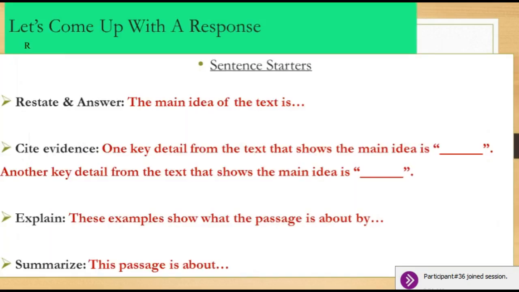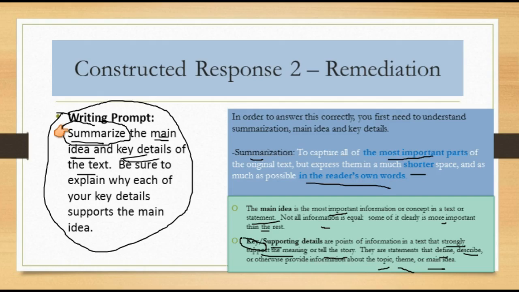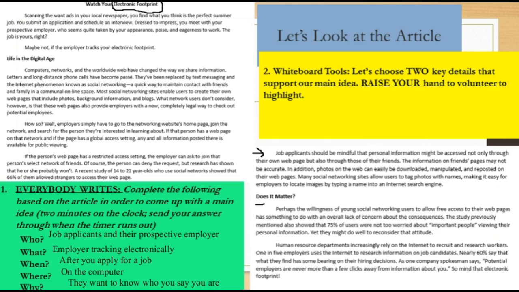Okay, we're going to write this together because I want you to be able to see this. So in our first sentence, restate and answer the question. We gave you a sentence starter to help you. Remember, if we go back to our prompt, it was: summarize the main idea and key details of the text. Be sure to explain why each of your key details supports the main idea. So they gave you a sentence starter. How are we going to start this off? The main idea of the text is, remember, we already gave the answer. We wrote it here. We summarized what the main idea was.